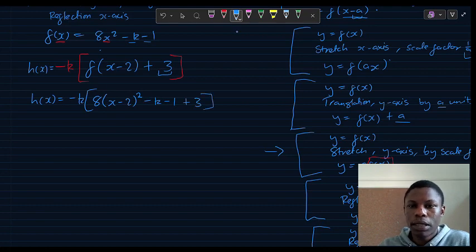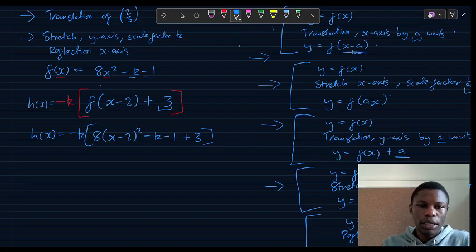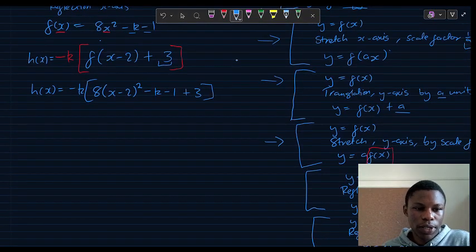Okay. I hope that makes sense. I was just following the instructions that we laid out here on the side for how our transformations work, and then just applying them in the order that they've given us here. And of course, you can simplify h of x.